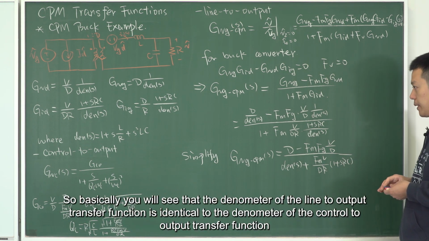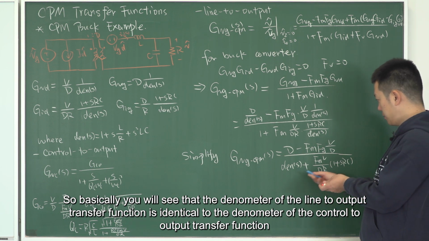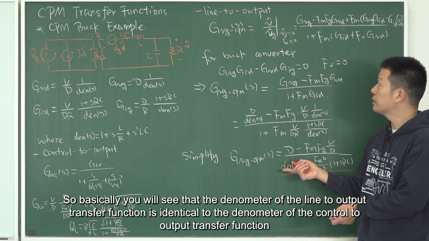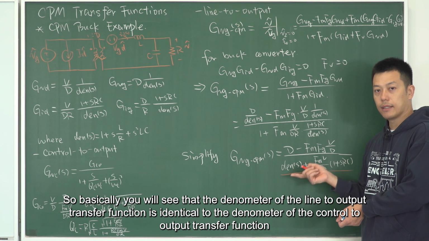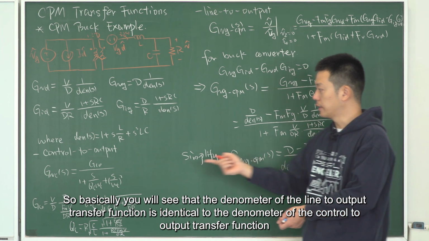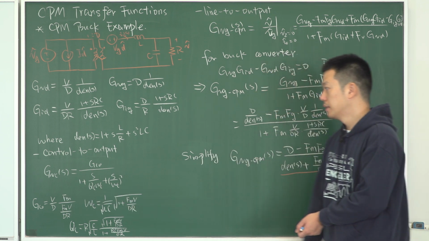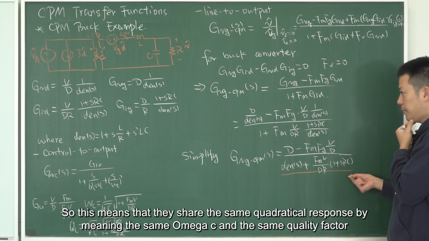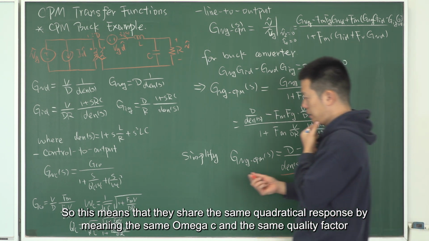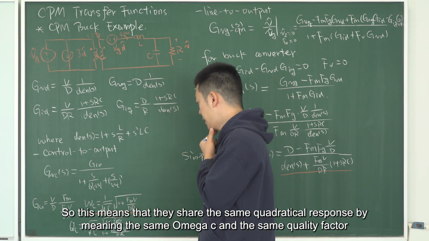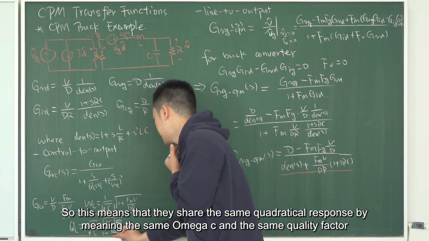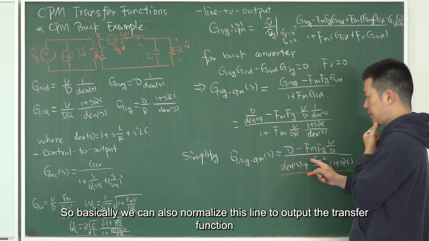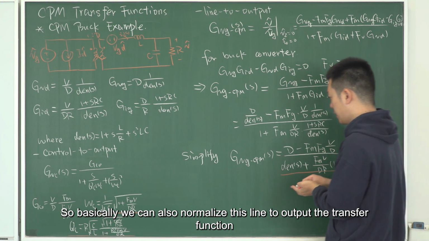So basically, you will see that the denominator of the line to output transfer function is identical to the denominator of the control to output transfer function. So this means that they share the same quadratic form response, right? Meaning the same omega c and the same quality factor. So basically, we can also normalize this line to output transfer function.